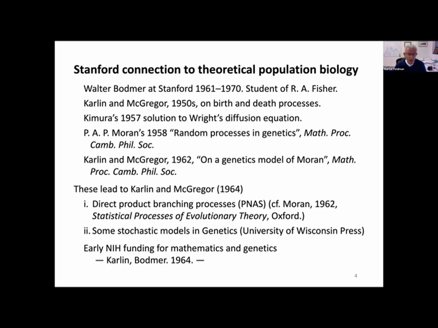One of the first excursions that Karlin made into genetics used a paper that the great Australian statistician and population scholar Pat Moran published, and I recommend Moran's book of 1958, a truly excellent discussion of theoretical population genetics. But Karlin and McGregor were more interested in the mathematical side of what Moran had done. If you go to Moran's book, you will see the origins of direct product branching processes, which became the first real new contribution that Karlin and McGregor made to population genetics.